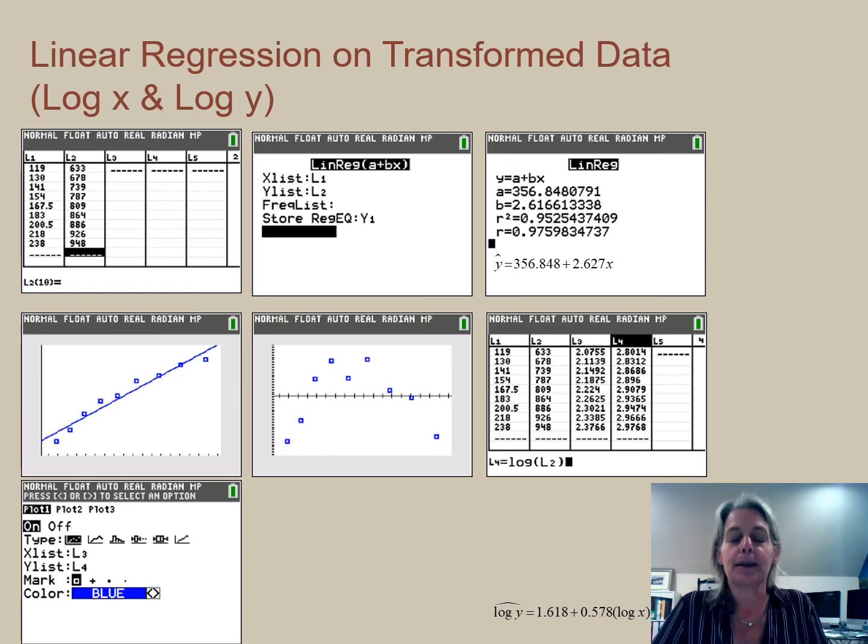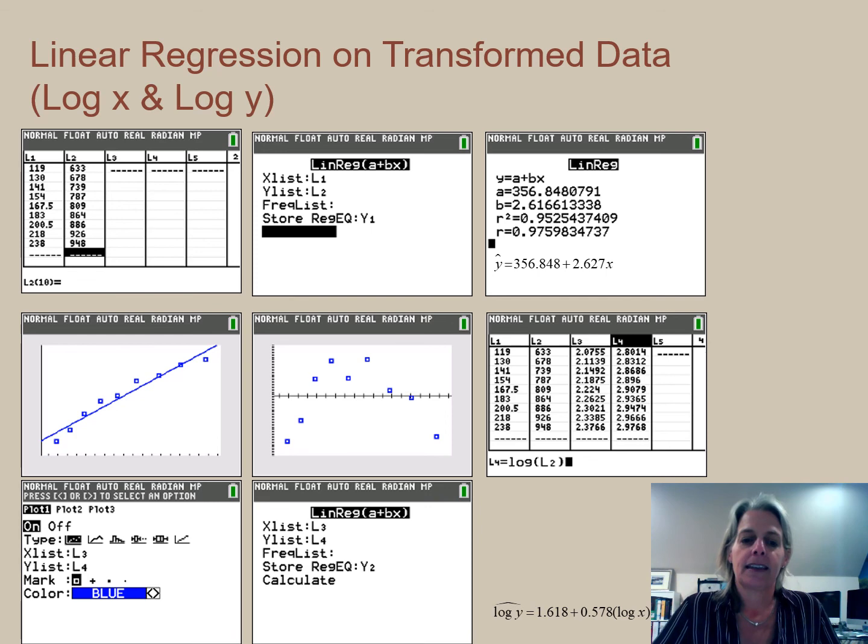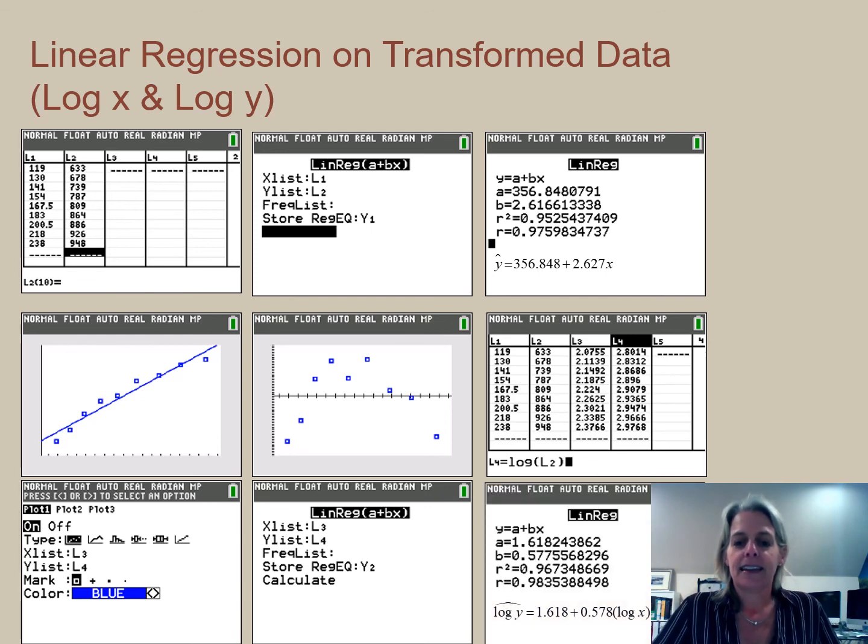So now I'm going to do my linear regression. So stat calc 8 on list 3 and list 4. So this is working on my transformed data. So I'm doing the log of x and the log of y, and I'm going to store that equation and get my linear regression equation on the transformed values.